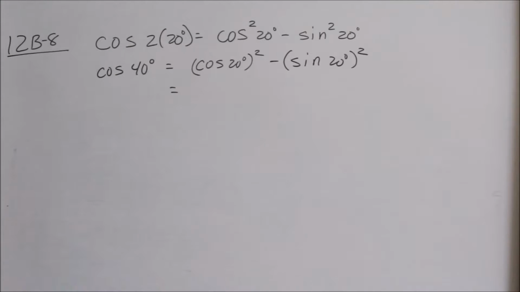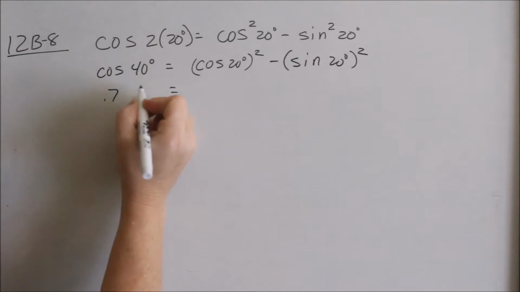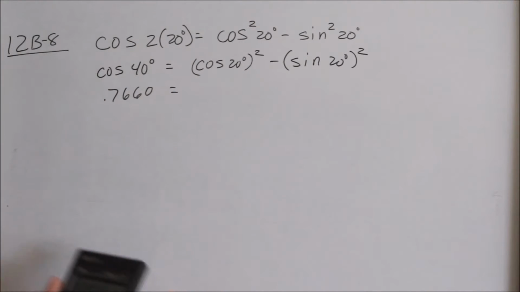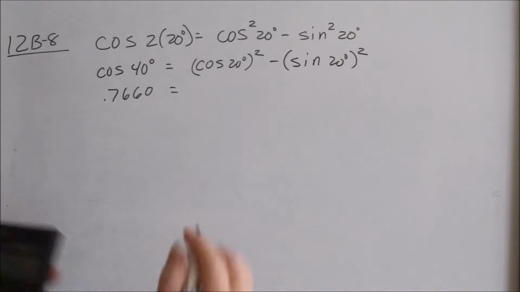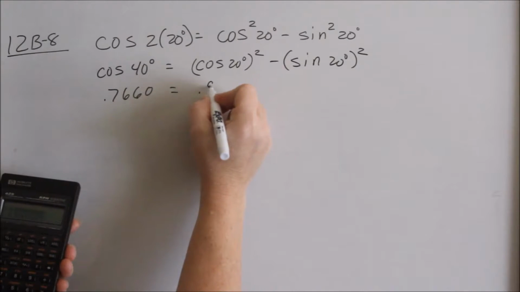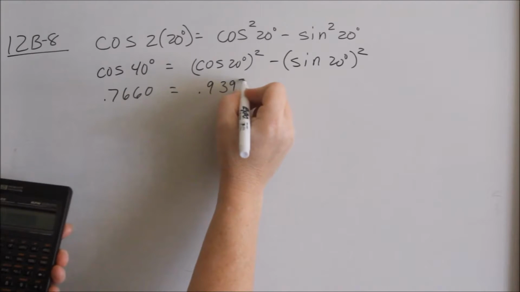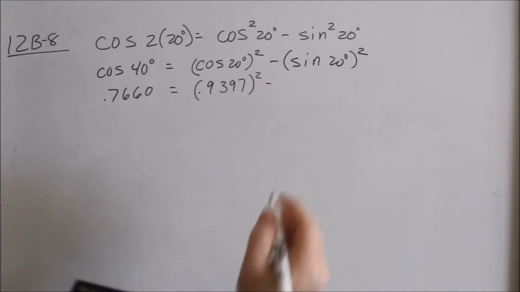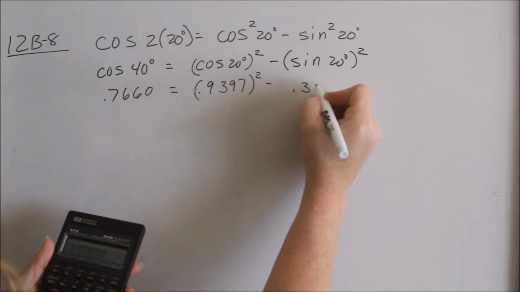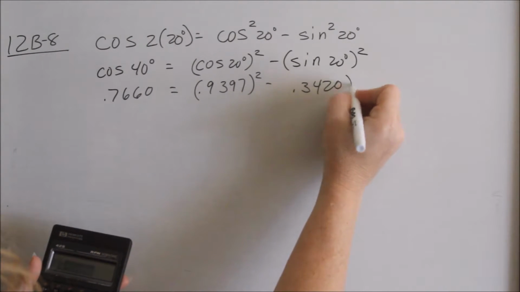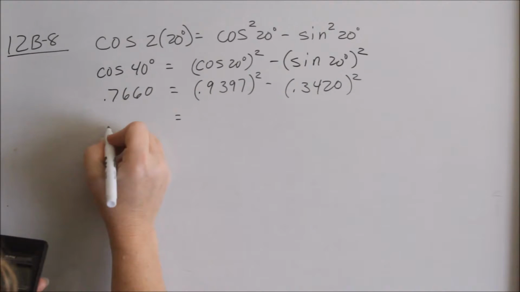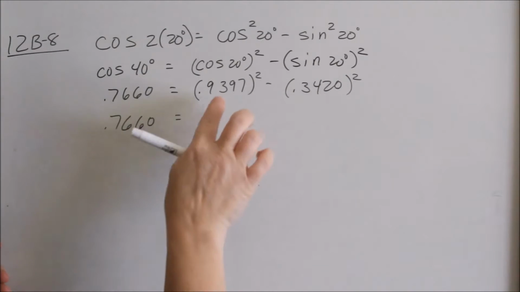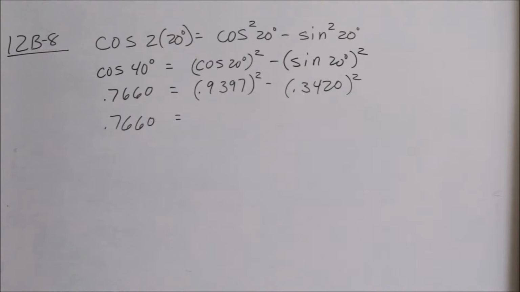Okay? So cosine of 40 is 0.7660. Cosine of 20 is 0.9397. Then we're squaring it. Sine of 20 is 0.3420. Then we're squaring it. So we already know the left side equals this. So 0.9397, squaring it.